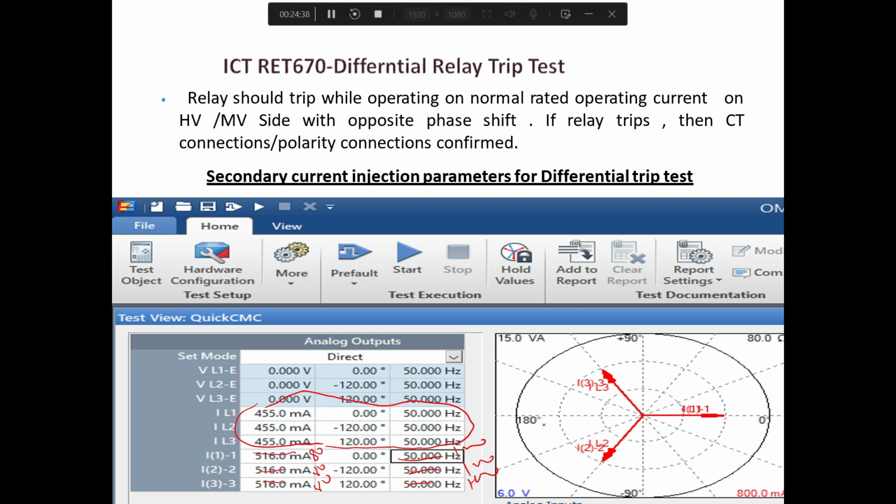Once you start reducing this current, and the current reaches, suppose, less than 45. Why 45? Because if it is less than 45, that means it is now less than 10% of this rated current. So now the relay will issue a trip command.